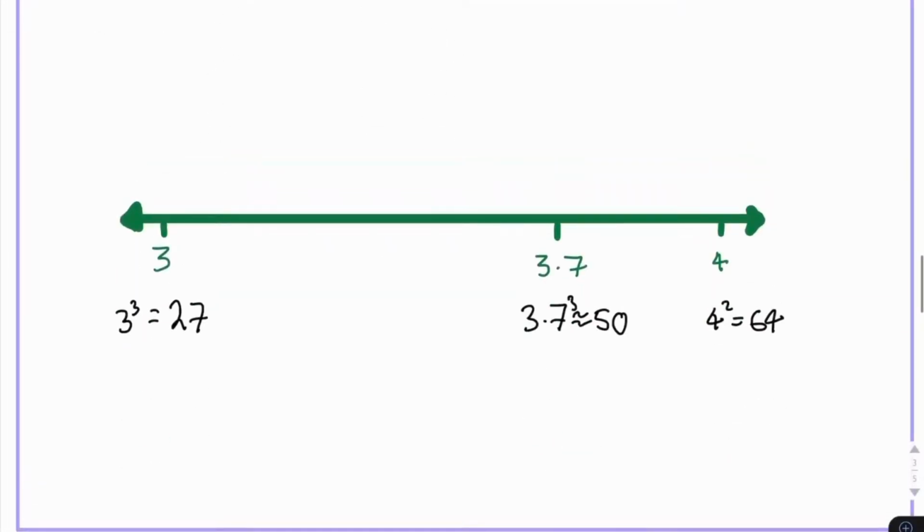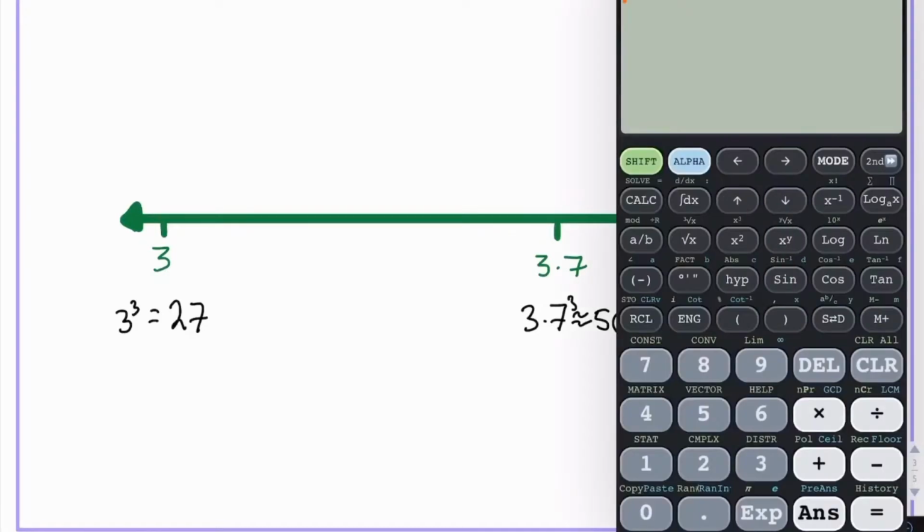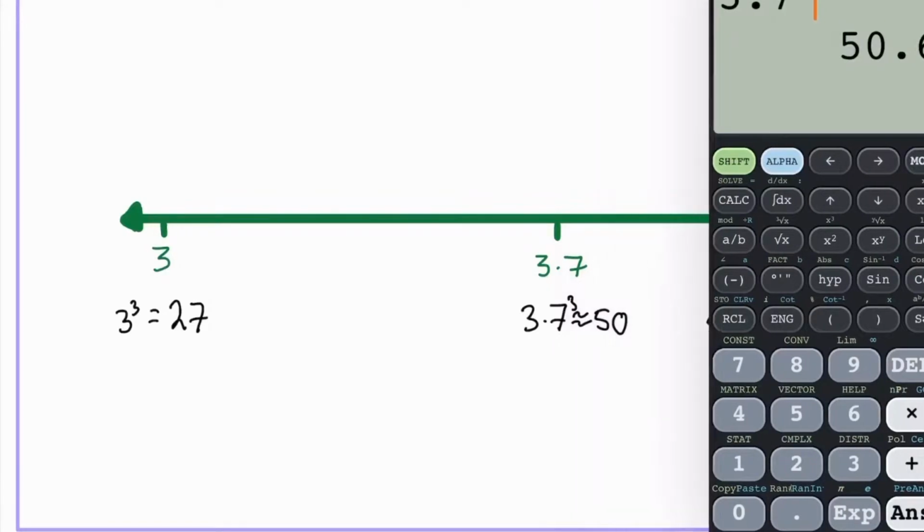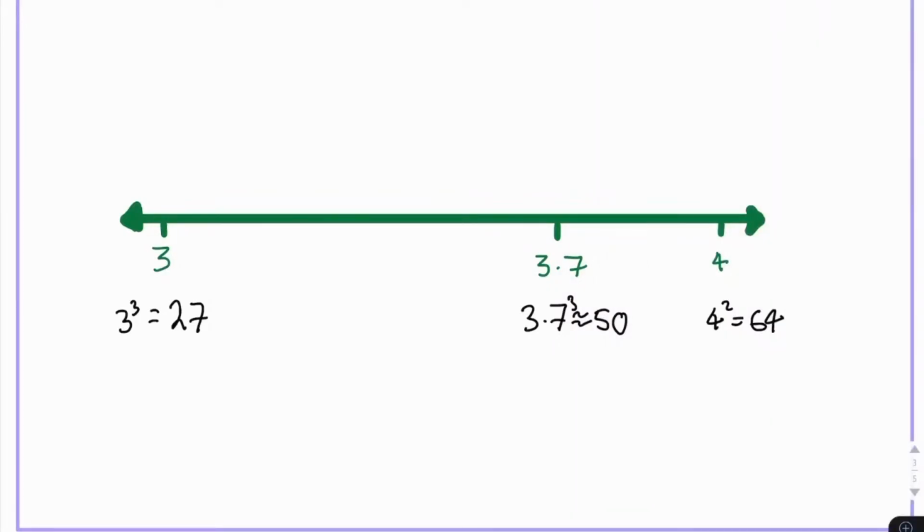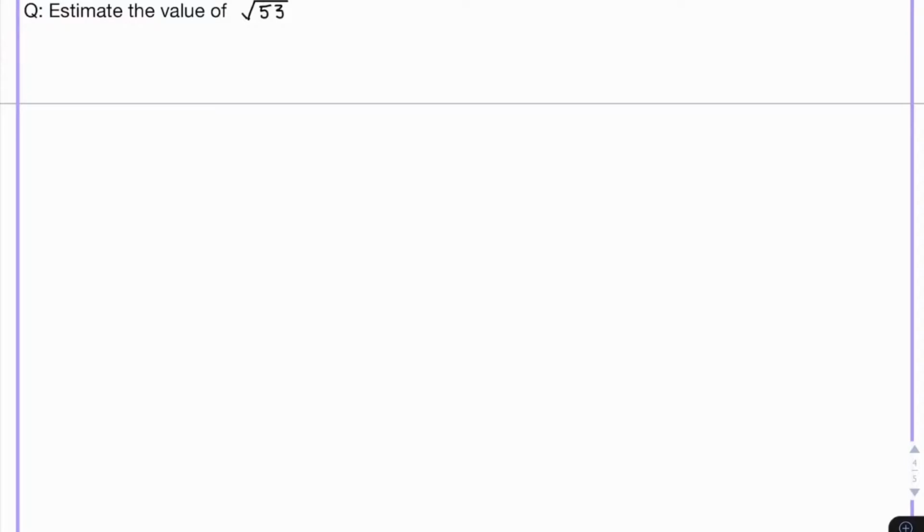Looking at our number line, we can see that 3.7 does lie nearer to the right-hand side, so a good estimation would be 50. Now, if we did 3.7 to the power of 3, we get 50.653, which is a very close approximation. Now let's have a look at another one, this time involving square roots.